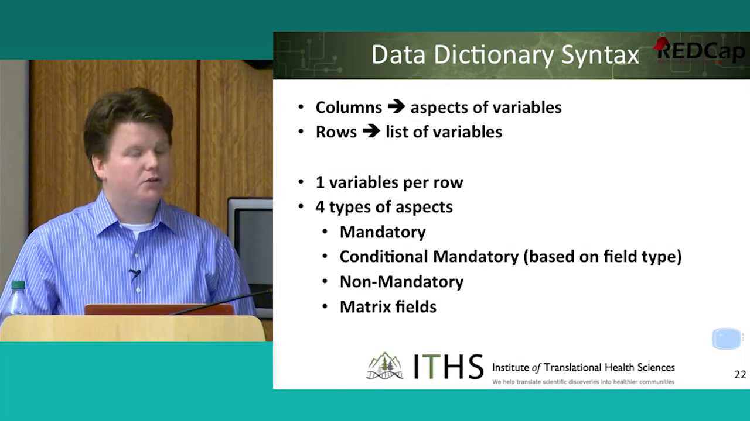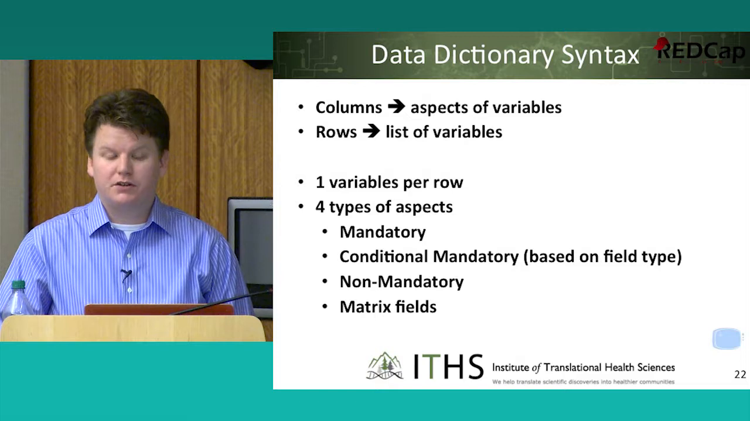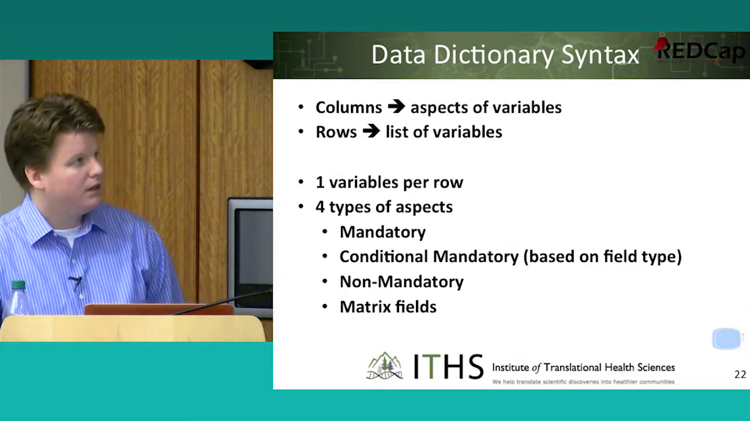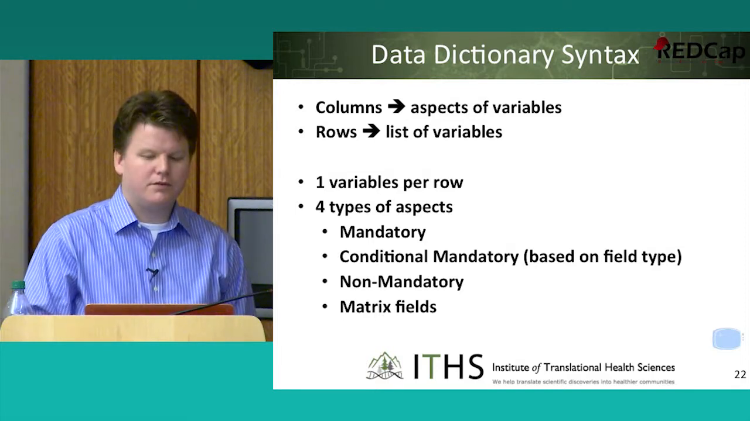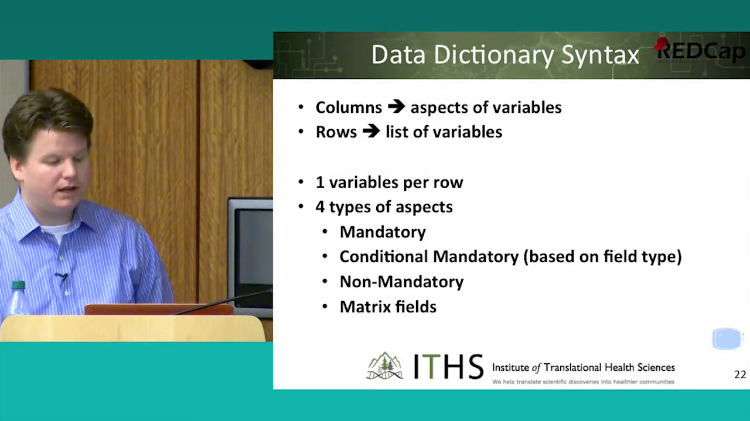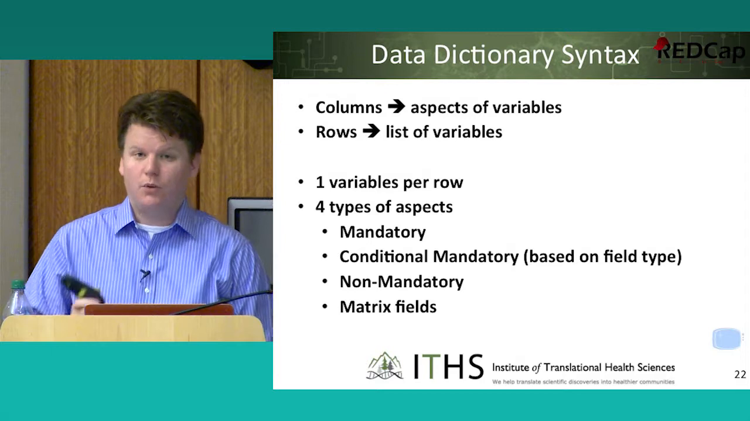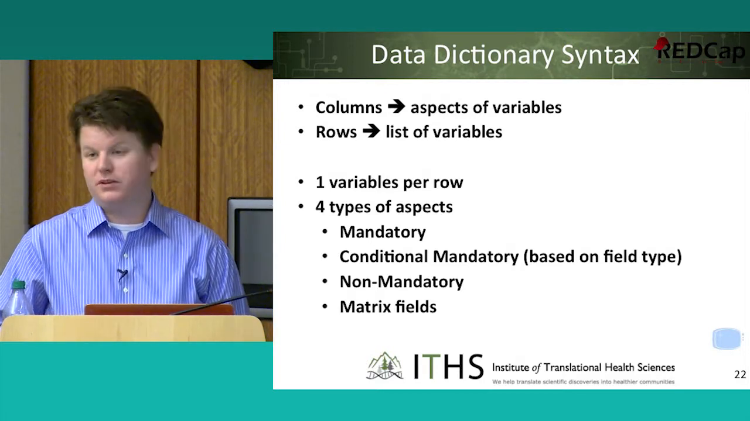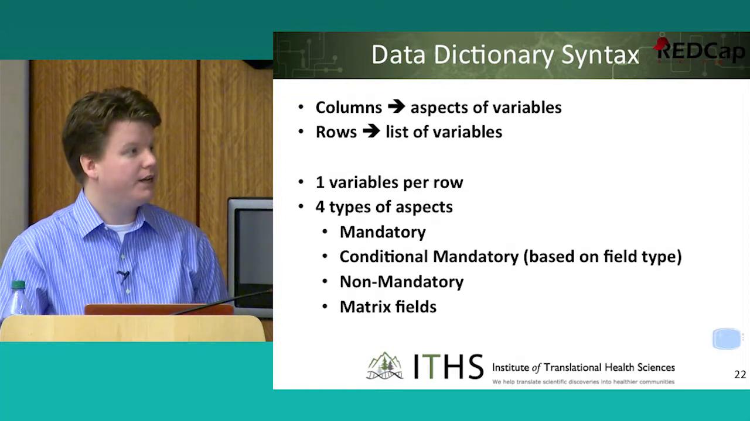So row 1 is always reserved for those headers, but all the other rows are treated as variables. There are 4 different types of aspects. You have the mandatory ones that you always need to fill out for every single variable, otherwise REDCap will not even allow you to upload the data dictionary.